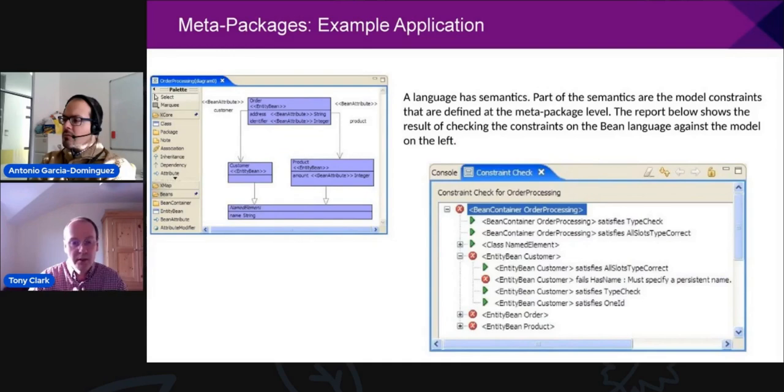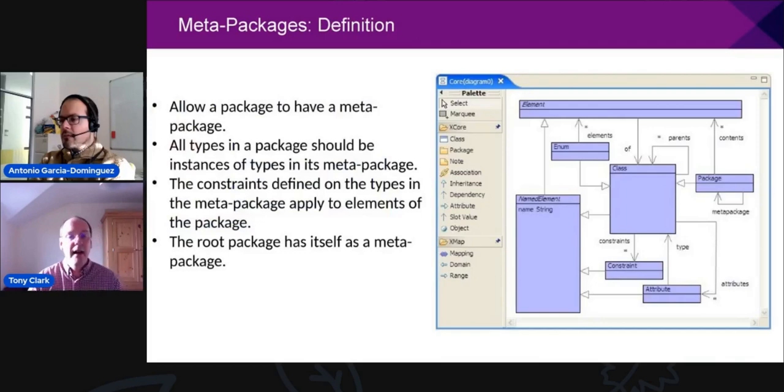And this just shows that you can attach semantics to the entity bean language. The semantics are showing you the well-formedness, that some things are failing and some things are not failing. And we haven't really talked about constraints on that. So how might we do that?